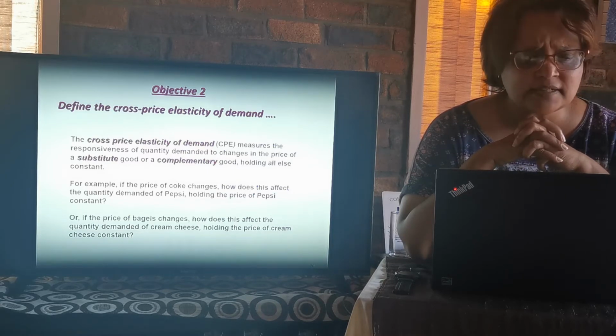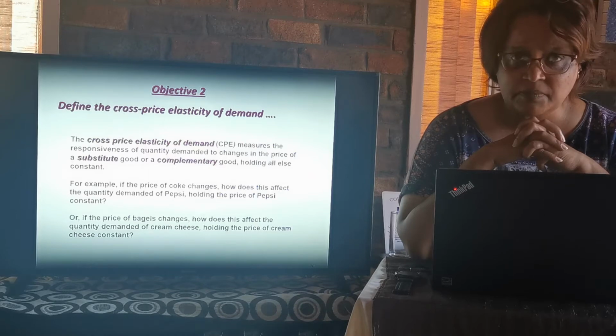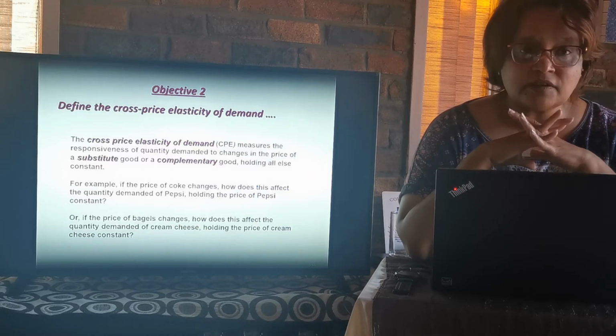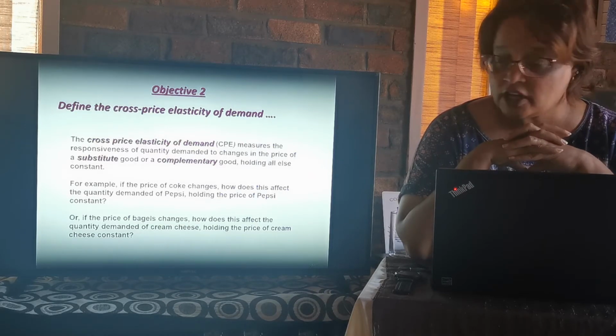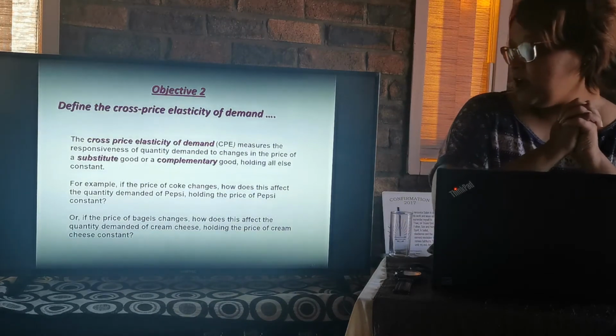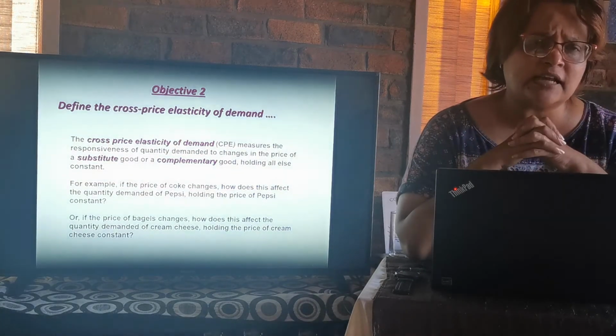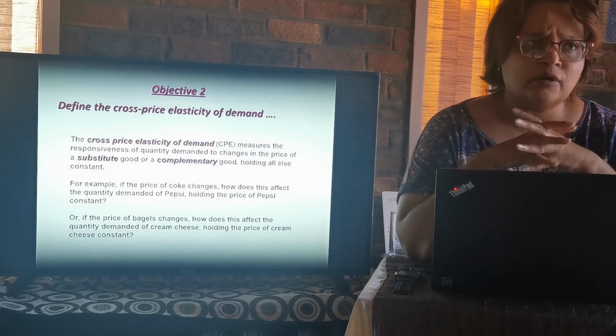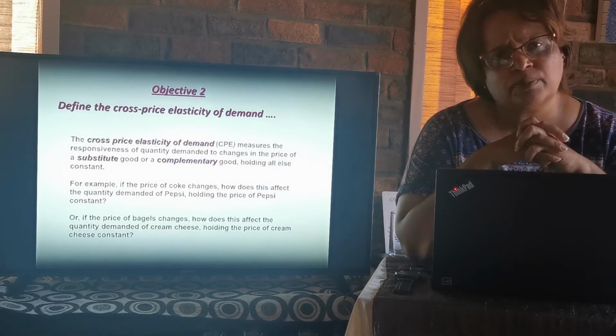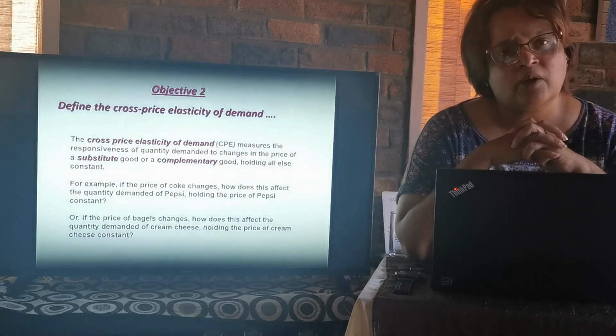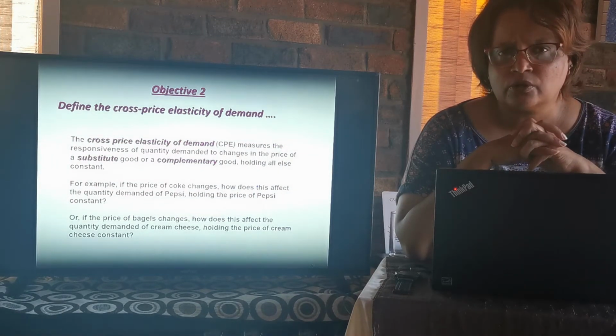So the cross-price elasticity of demand, which is a CPE, measures the responsiveness of quantity demanded to changes in price of a substitute good or a complementary good. So maybe I should understand or define again what is a complementary good, Module 1, and what is a substitute good, Module 1 as well.